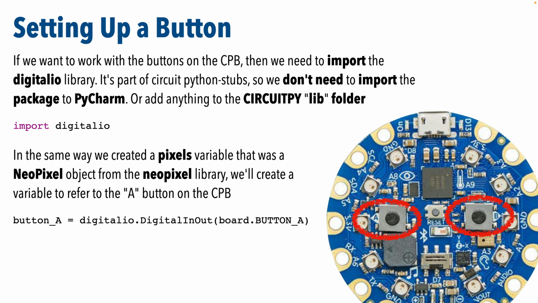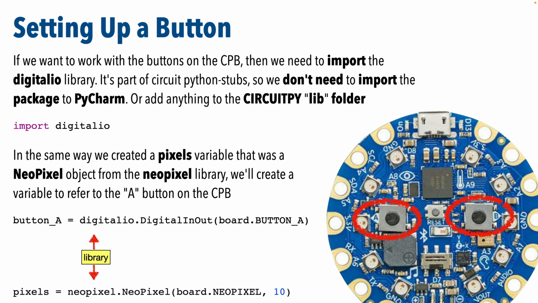Now to use a button, we need to set up a variable that contains a digital input object so that we can refer to our button in our code. This is going to be very similar to how we set up a pixels variable that was a neopixel object so we could refer to lights. So what we're going to do here is go into a library. Here it's digital I/O. For our pixel lights, it was the neopixel library. Then we find the class.